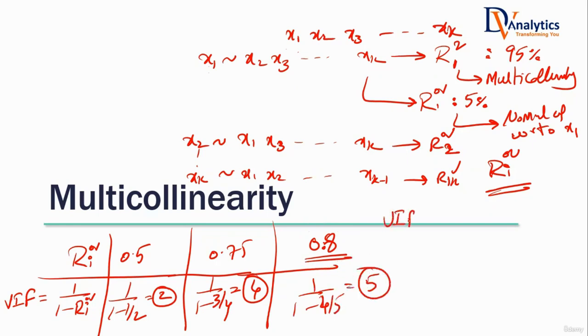If the VIF of any variable is greater than or equal to 5, that is a clear indication. Indirectly, it means that for that variable versus rest all variables, Ri square is greater than 80%. It clearly indicates that the variable is involved in multicollinearity for sure. That is how you detect multicollinearity.